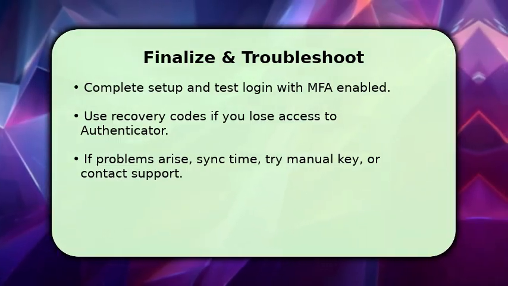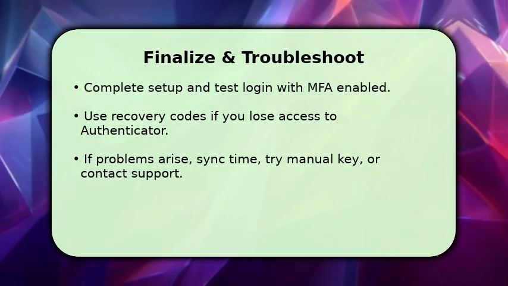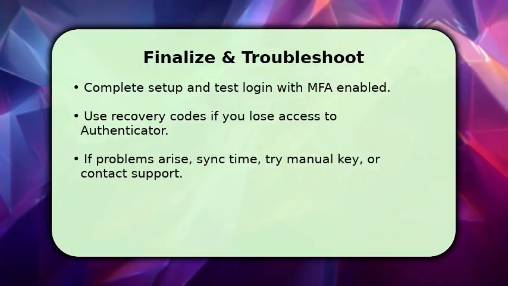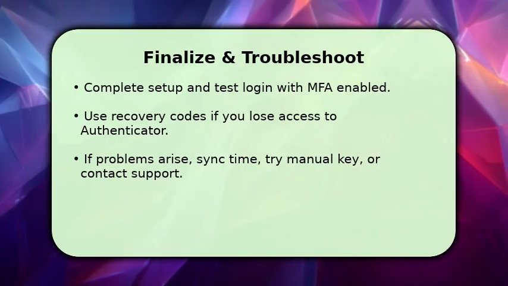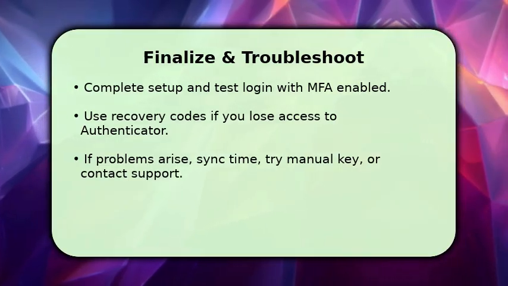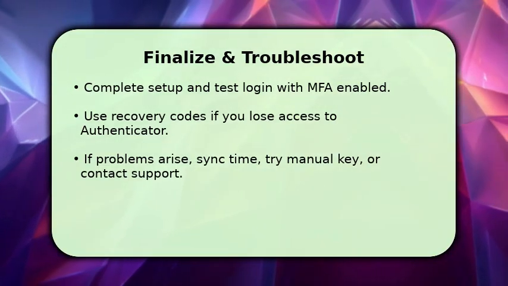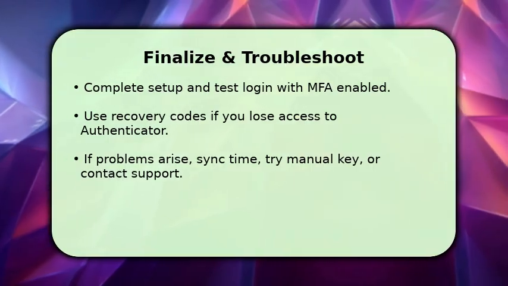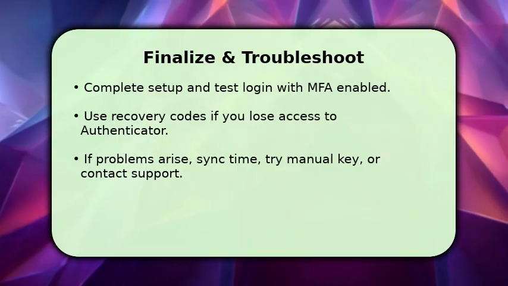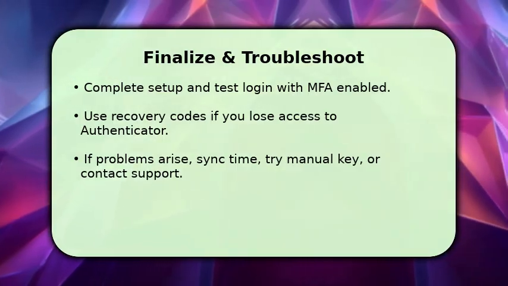If you lose the device, use the recovery codes you saved or recover via seed and re-add the authenticator using the manual key. If codes fail, resync your phone clock, retry manual entry, or contact Treasure support with transaction proof. These steps resolve most issues quickly.